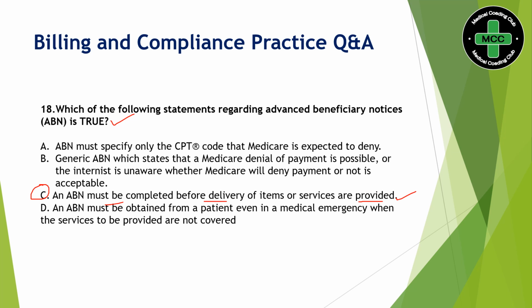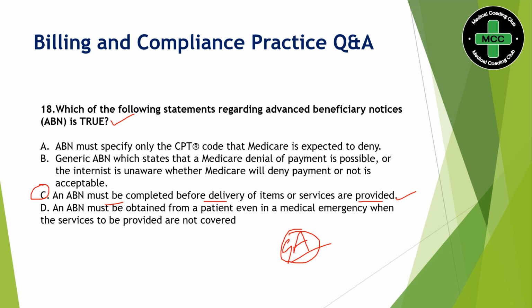So whenever we see the signature of the patient on ABN, there is a modifier we will be appending, that is the GA modifier. It is important as well. Please remember, when you see the signature of the patient on ABN, you should append the GA modifier for the particular HCPCS code or the CPT. This is important.